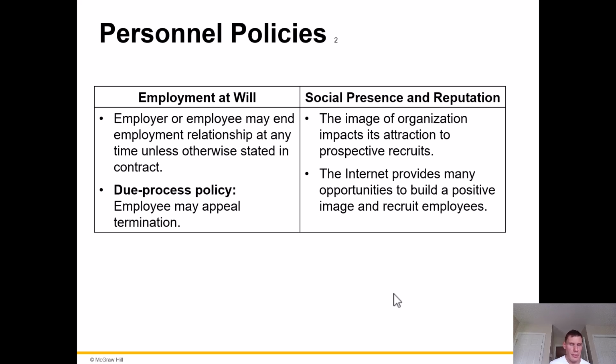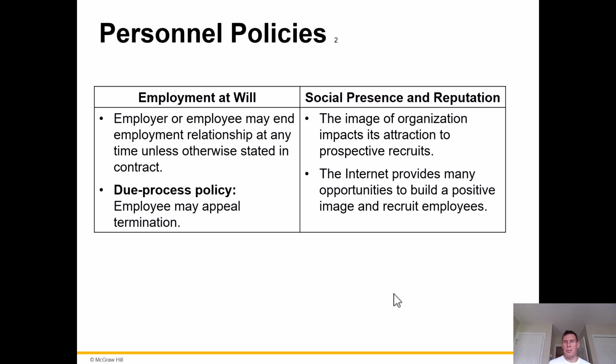Due process policy. Obviously, due process just means that, in this context, if they're going to fire somebody, that person should have a right to ask, why am I being fired? And then possibly appeal the termination. Of course, with employment at will, that wouldn't be the case.